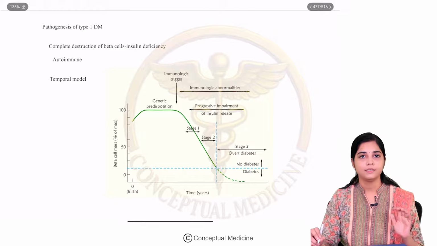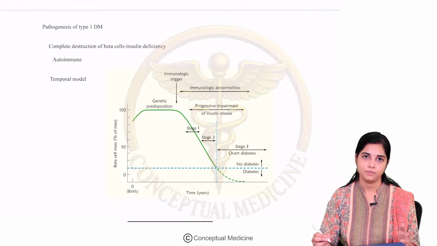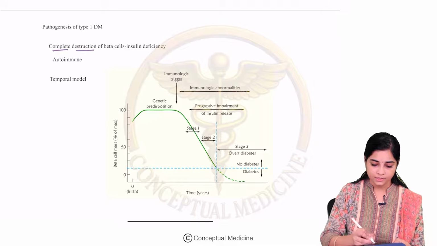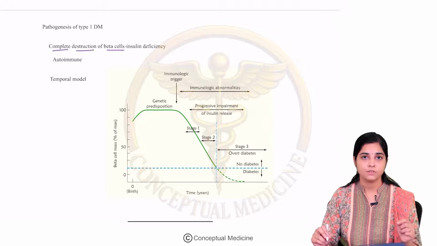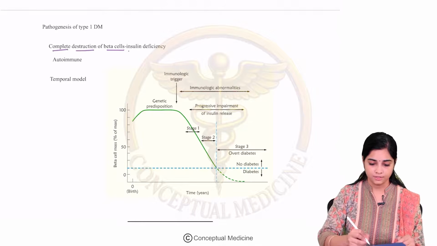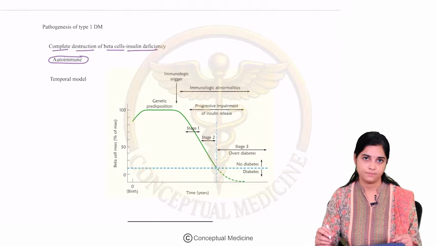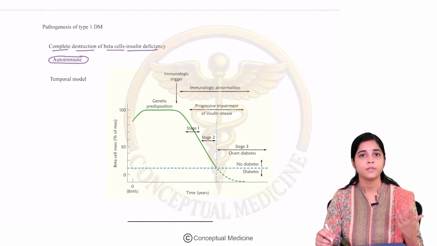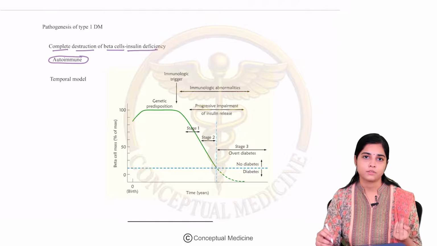Now let us look at type 1 diabetes. We will be looking at the pathogenesis now. Type 1 diabetes, as I had mentioned before, has complete destruction of the beta cells, so there is an absolute insulin deficiency. There is no insulin at all. And this is a completely autoimmune process, due to unknown triggers; sometimes it has been postulated that they can be viral triggers as well.